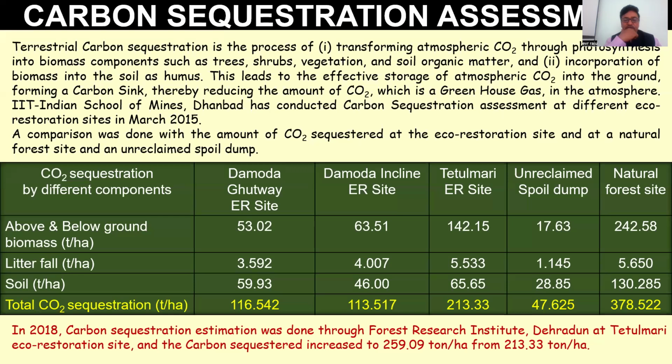So you can see in the last row, total carbon sequestration, tons of carbon sequestered per hectare. In one of the sites, it's 213 tons per hectare. This was done in 2015. Again the Forest Research Institute repeated it, and this 213 tons per hectare increased to 259 tons per hectare over a period of 3 years, in 2018. So you can do the benefit analysis of any restoration exercise. Next, please.